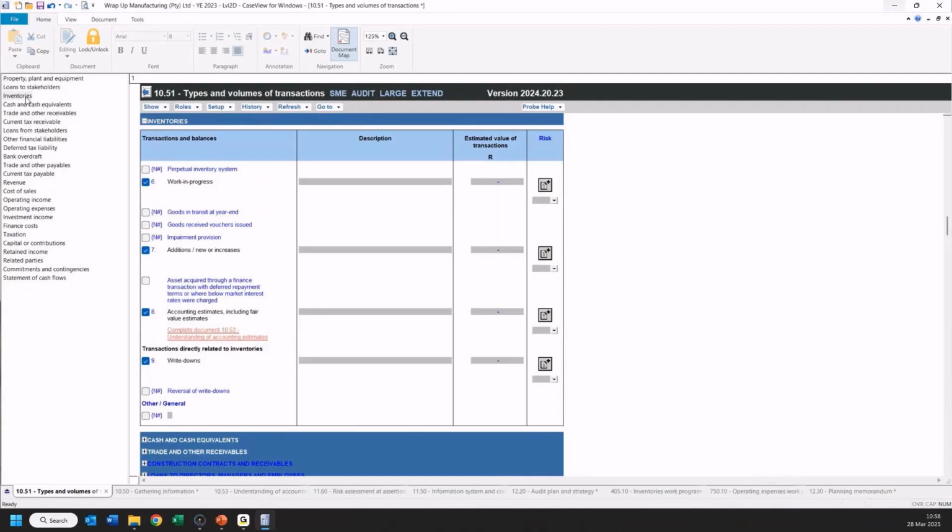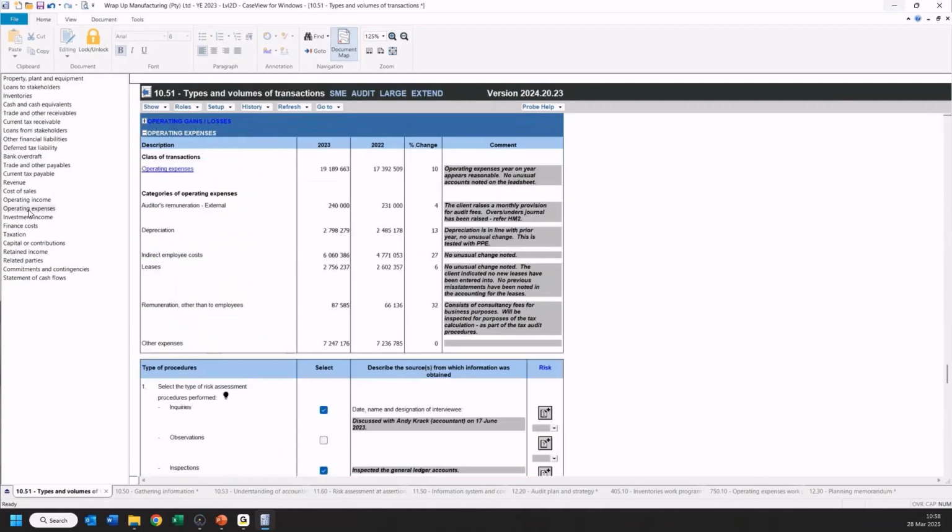Right, that's inventories. If I then go and look at operating expenses, I also just want to show you that one because it is a bit more complete. So for operating expenses, we've already done the analytical review. So you can see the movements, you can see the reasons. OPEX year on year appears reasonable. The client raises a monthly provision for audit fees, and that's why it's in there. We have actually raised the journal because it shouldn't be in there. The depreciation is in line.